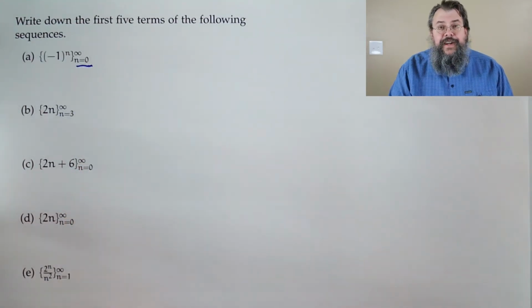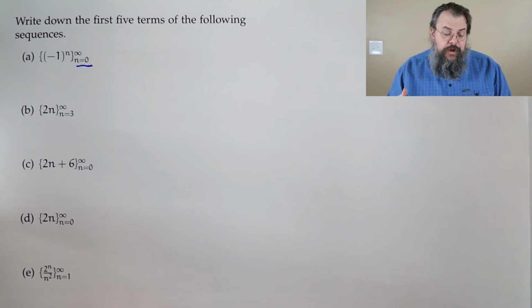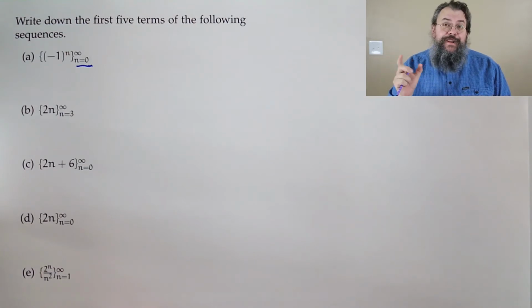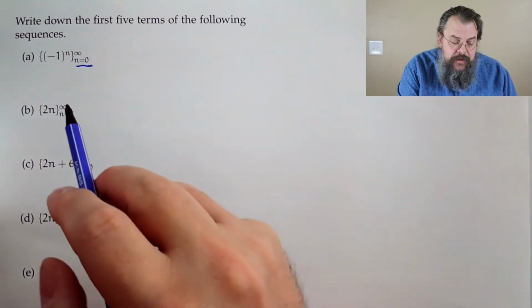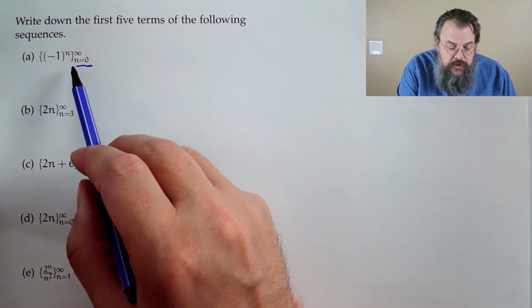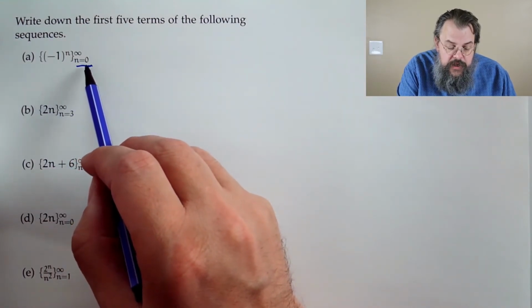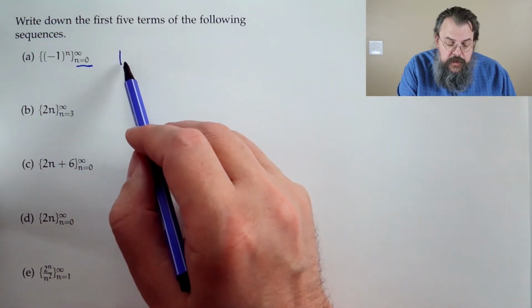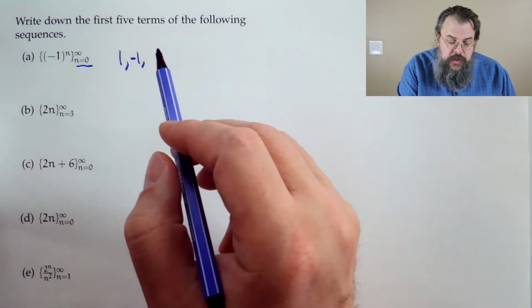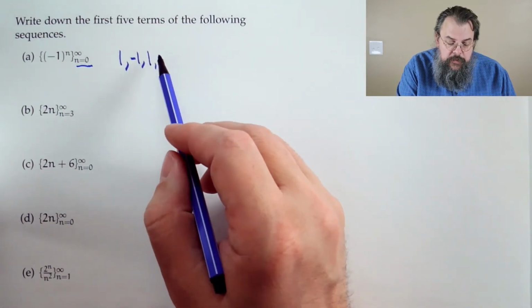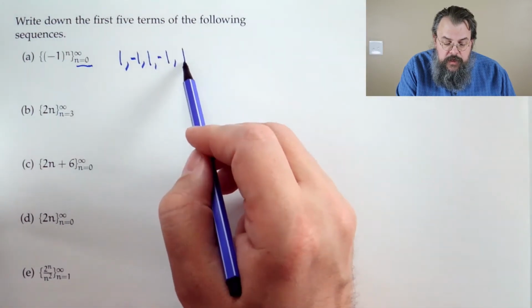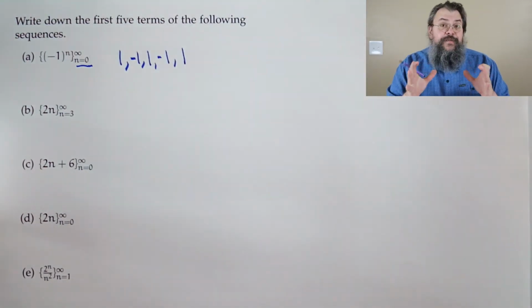And by the way, you don't have to use the symbol n. You can use any symbol you want. N is very common, K, J. The symbols that are often used for indexing tend to be in the middle of the alphabet. All right, so what do we do? Well, we start where it tells us to start. We start at 0. Minus 1 to the 0 is 1. Minus 1 to the 1, minus 1. Minus 1 squared, 1. Minus 1 to the third, minus 1. Minus 1 to the fourth, 1. And that's the first 5 terms.